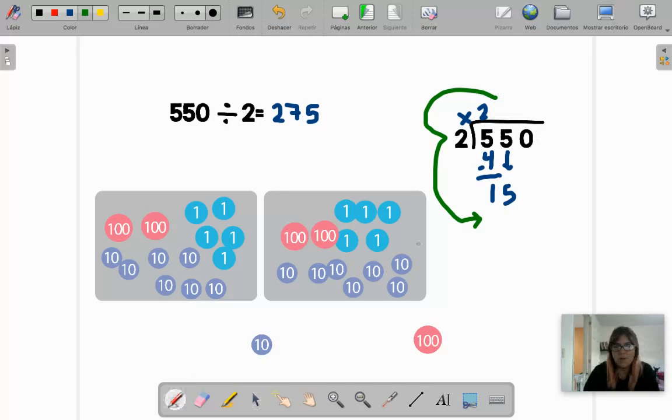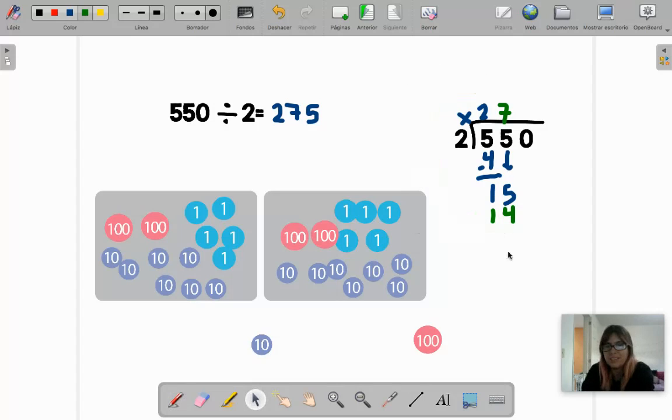Okay, if you are back, it's because you already did it, and it was 7. 7 times 2 is 14. That's the one that is closer to the 15. So it's that, and then we subtract.